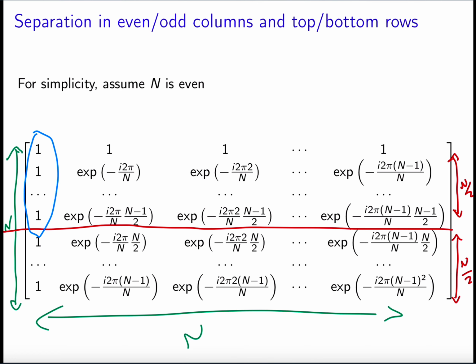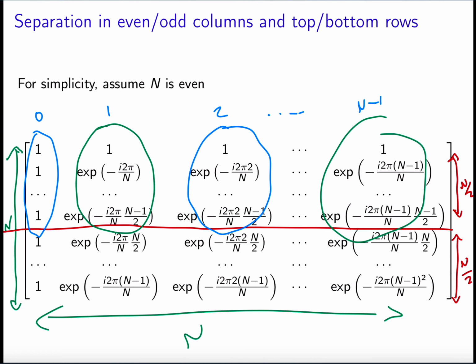The reason I'm calling this even is because here, 0. I'm going to number the columns like that up to n minus 1. I'm going to extract the even columns, and I'm going to separate them from the odd columns. This divides the top half into two different submatrices, and I'm going to do the same for the bottom. I'm going to extract the even columns. By even, I mean according to this index here. And I'm also going to extract the odd columns.